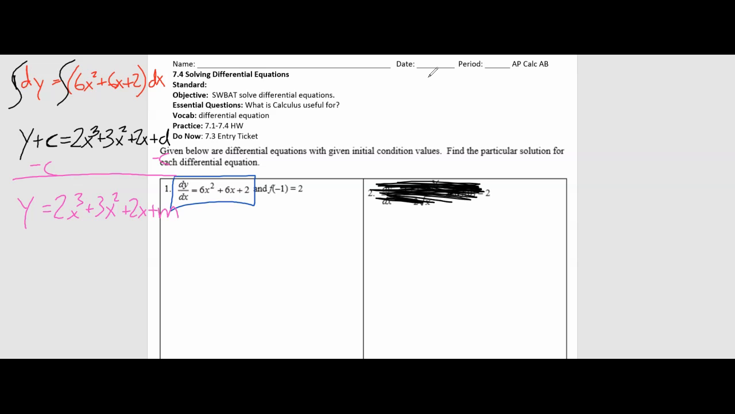And so, what we're going to do here is we're going to not put the constant of integration on our side with y. We're just going to leave it on our side with the x's, and thus we're just going to call it C.